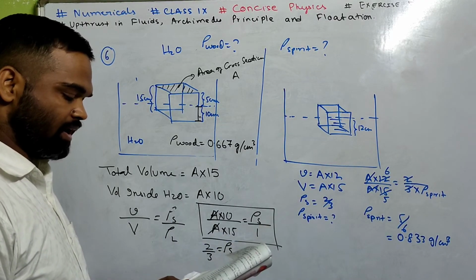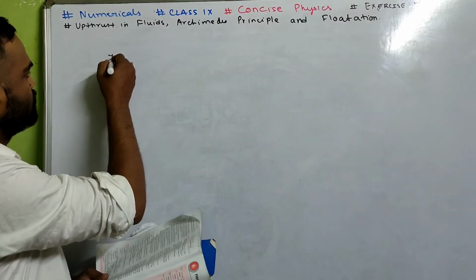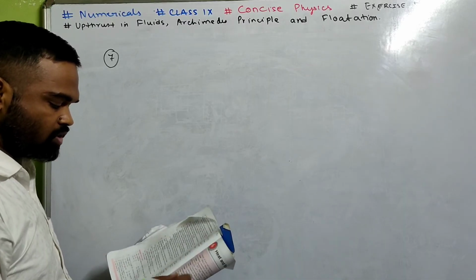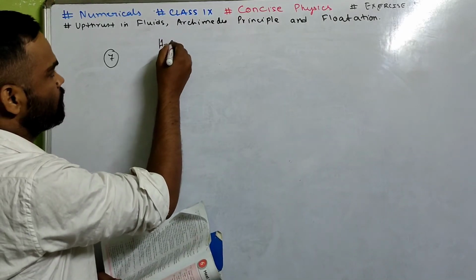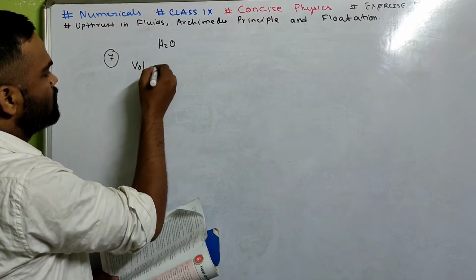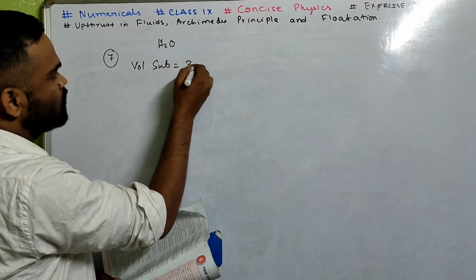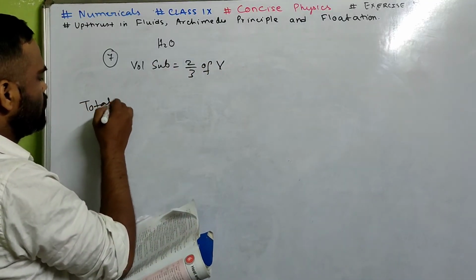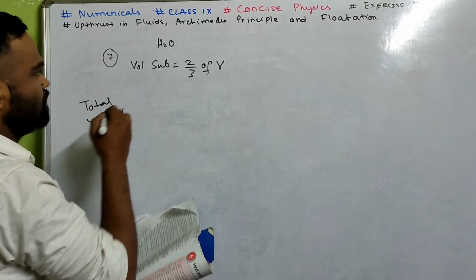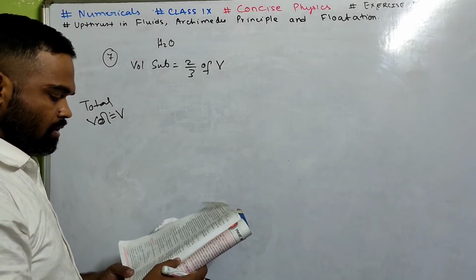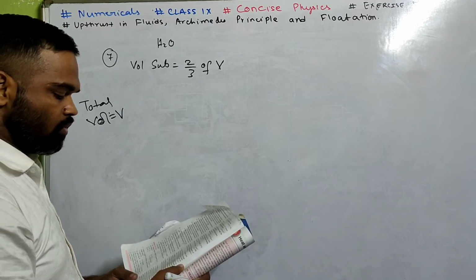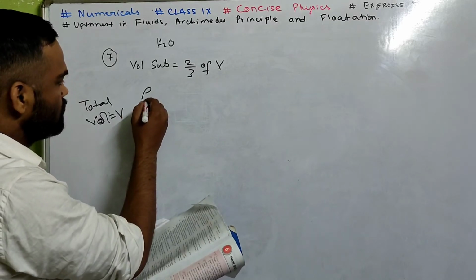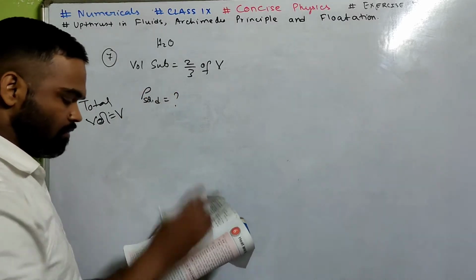We'll do number 7 now. Similar to the previous one. A wooden block floats in water with 2/3 of its volume submerged. Volume submerged is 2/3 of total volume. Suppose the total volume is capital V. Calculate the density of wood, the solid.